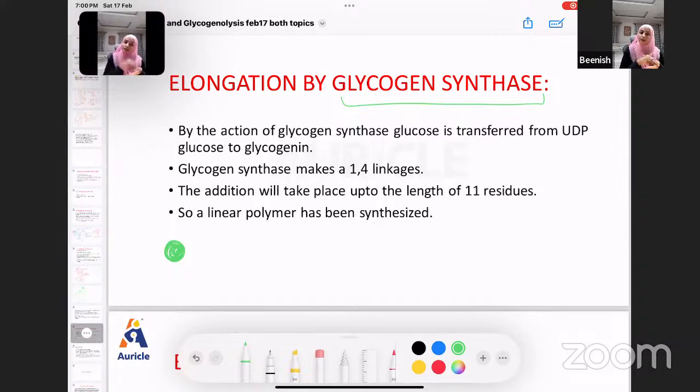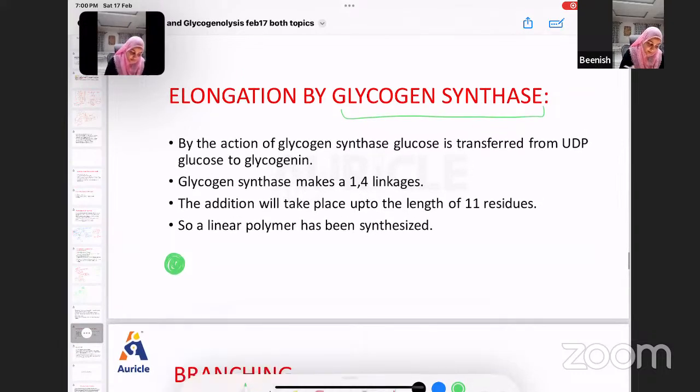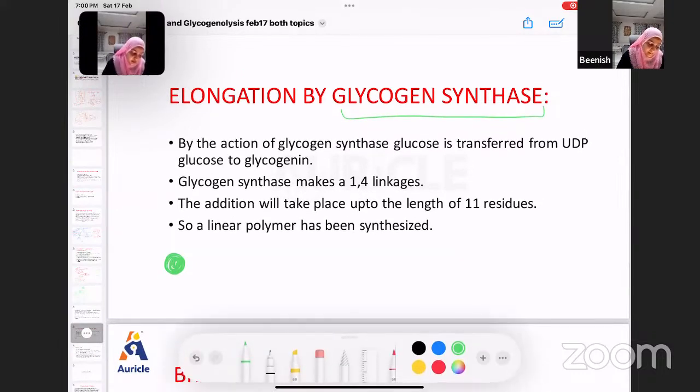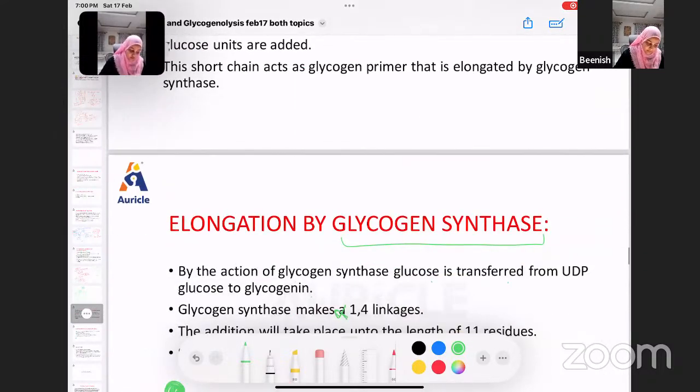On this primer, now glycogen synthase will begin the synthesis of glycogen. Now let's see how the elongation takes place. By the action of glycogen synthase, glucose is transferred from UDP glucose to glycogenin. Glycogen synthase makes alpha 1,4 linkages. The addition will take place up to the length of 11 residues. So a linear polymer has been synthesized.